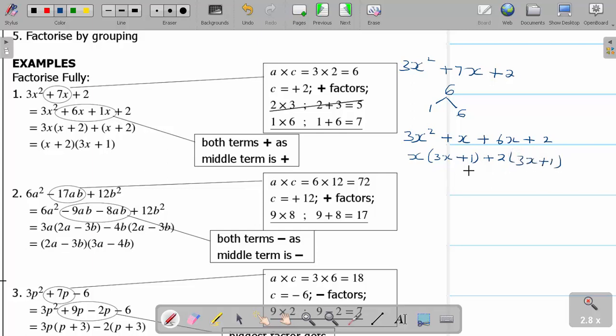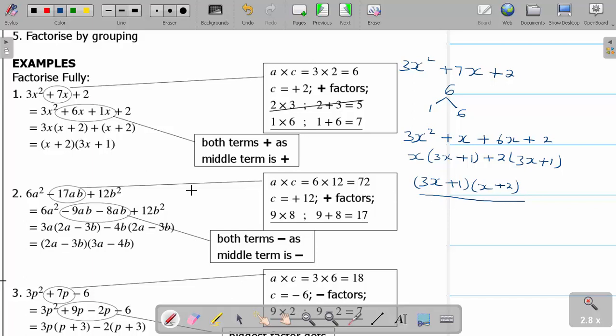Now I'm going to take out 3x plus 1 as a common group. I factor it out. The 3x plus 1 is a common bracket, so it's going to be 3x plus 1. Now left here with only x, you see that x there, then plus 2. So this is our answer.